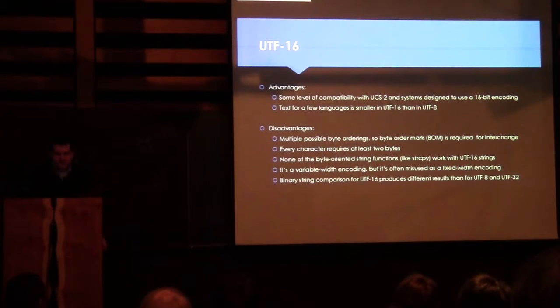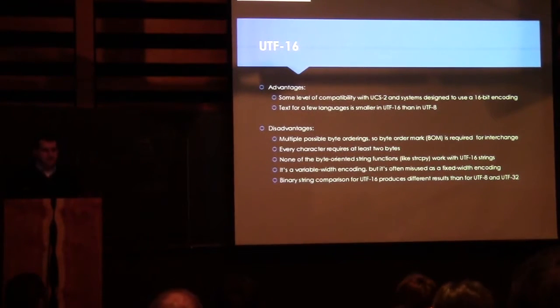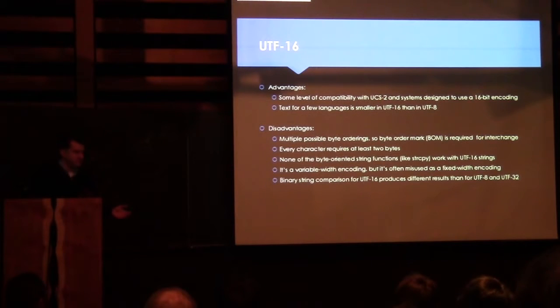None of the byte-oriented string functions like strcpy work with UTF-16 strings, just like they didn't with UCS2. It's a variable width encoding, so we have most of the disadvantages of UTF-8. And since the code unit is larger than UTF-8, we have practically none of the benefits. And the last point is the point that Sean made a moment ago, binary string comparison. If you do a lexicographic string comparison of UTF-16 strings, it produces a different ordering than for UTF-8 and UTF-32.